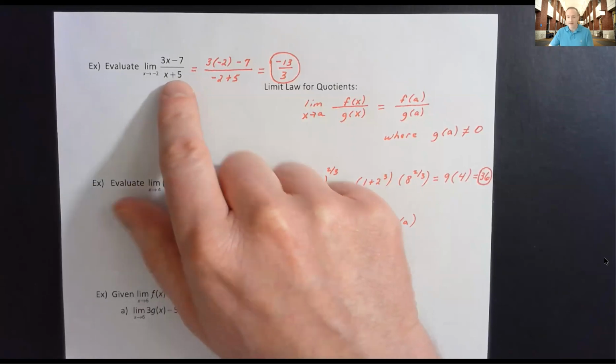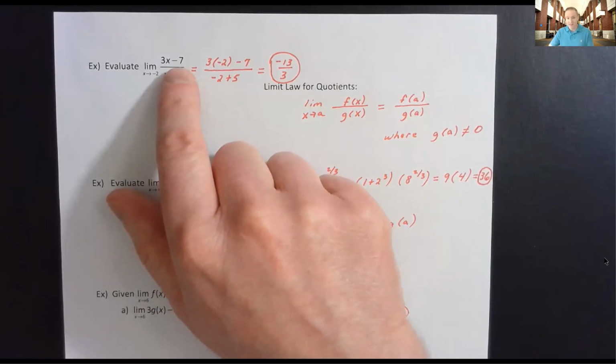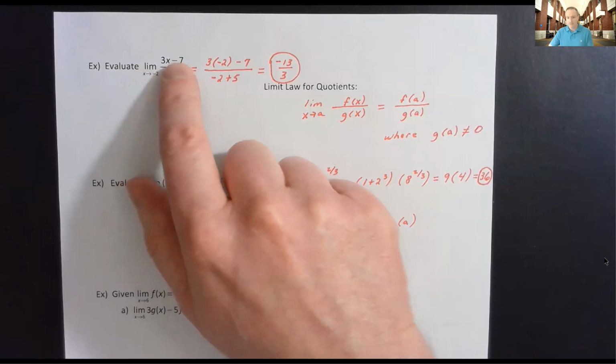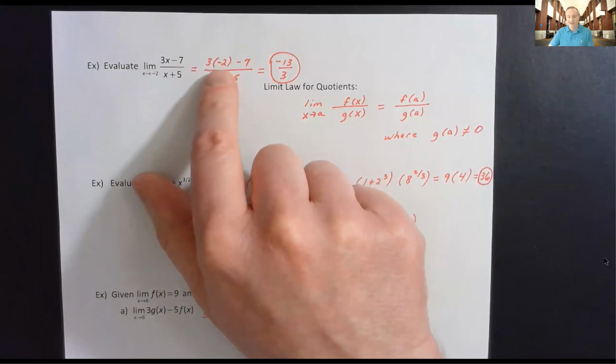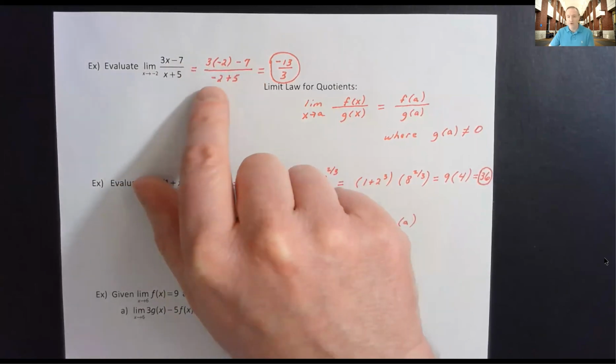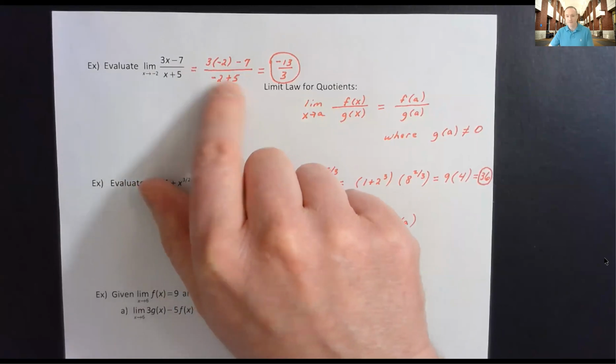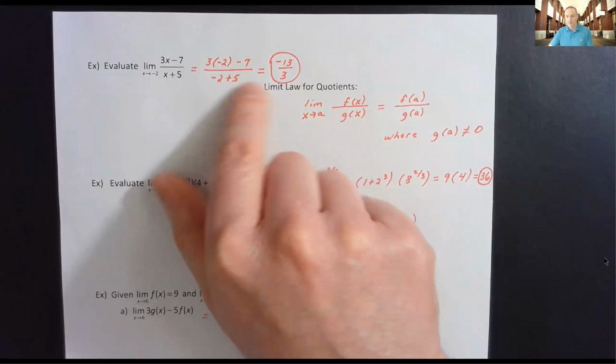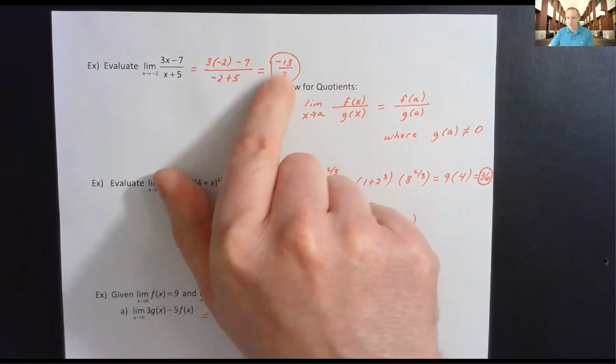Okay, but for this problem and every problem in this section, they're not fun. What does that mean? This function is continuous and defined at the value of x equals negative 2. Can I just plug it in? Sure you can. 3 times negative 2 minus 7 over negative 2 plus 5. You'll get negative 6 minus 7 is negative 13. We see our denominator is going to be 3, so we get negative 13 thirds there.